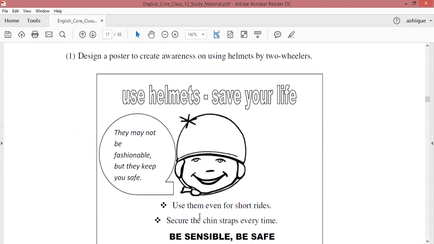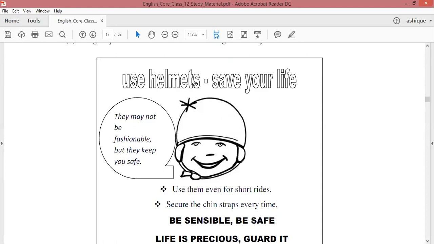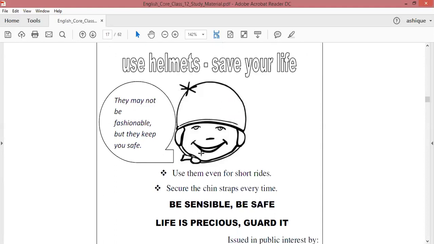This is an awareness poster: design a poster to create awareness on using helmets by two-wheelers. Use helmet, save your life. This is the title that has been given here. A helmet picture has been drawn. Someone is wearing a helmet. They may not be fashionable, but they keep you safe. Yeah, definitely helmets are not fashionable, they do not increase your beauty, but they keep you safe when you may meet an accident and your head strikes somewhere. Definitely the helmet protects you.